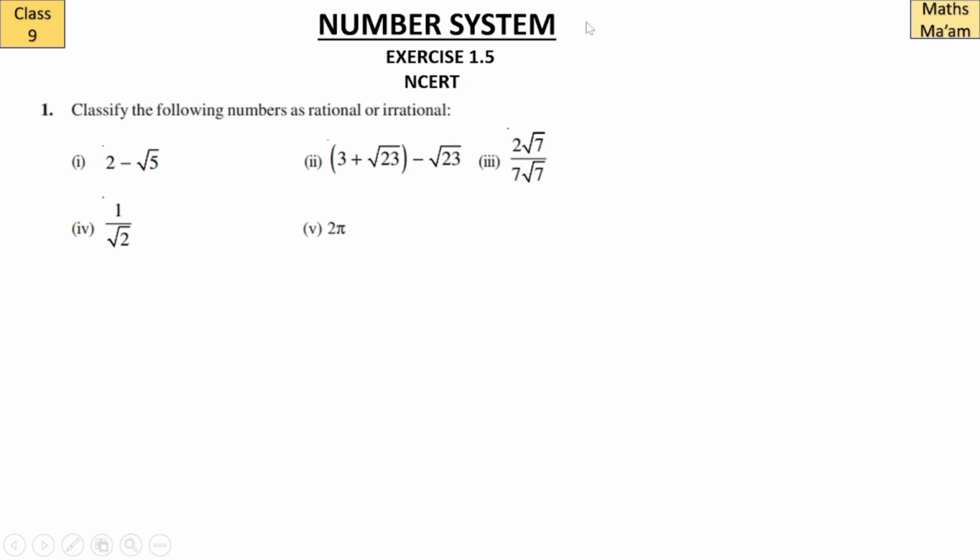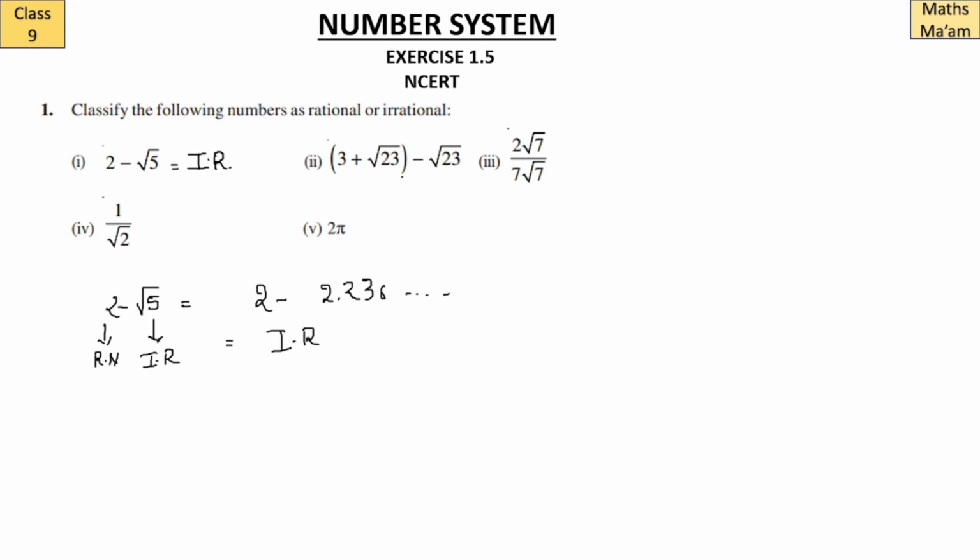So let's get started. In the first question we have to check after simplification whether the answer is a rational number or an irrational number. The first part is 2 minus root 5. As we know, the value of root 5 is 2.236 and so on, which is an irrational number, and 2 is a rational number. So when we subtract an irrational from a rational, we get an irrational number like 0.236 and so on. So the answer is an irrational number.